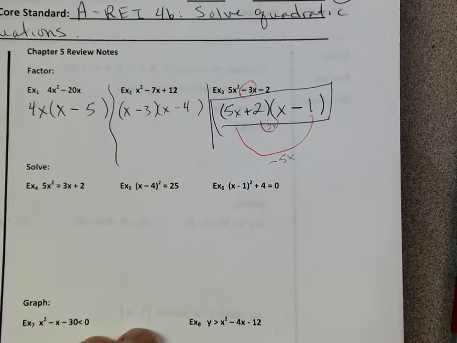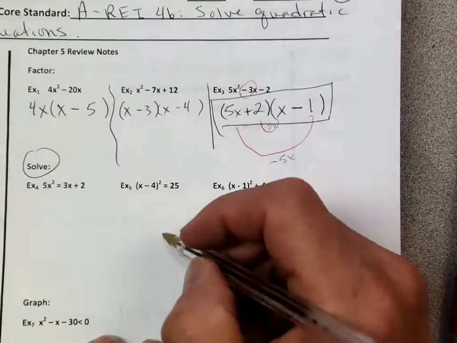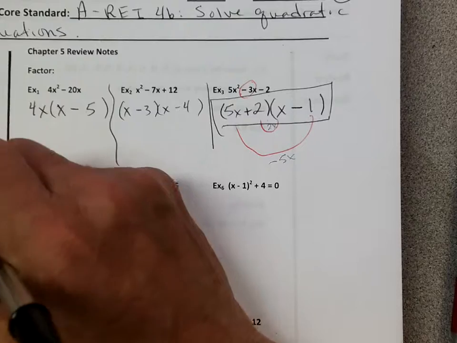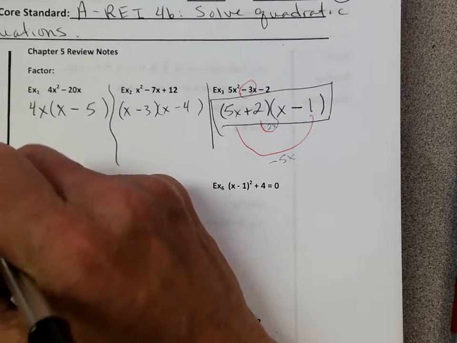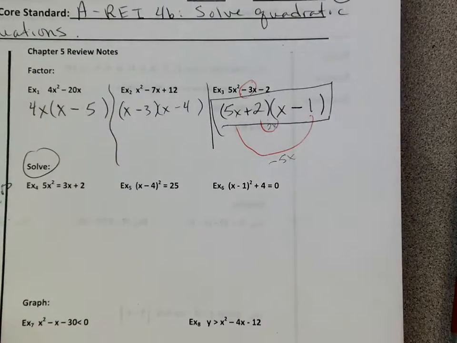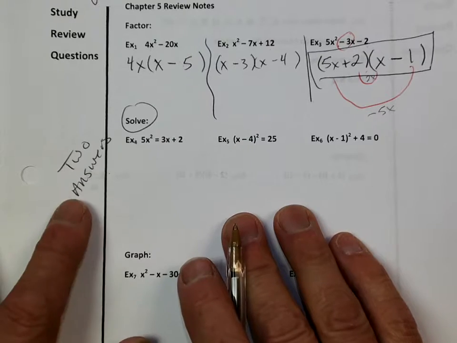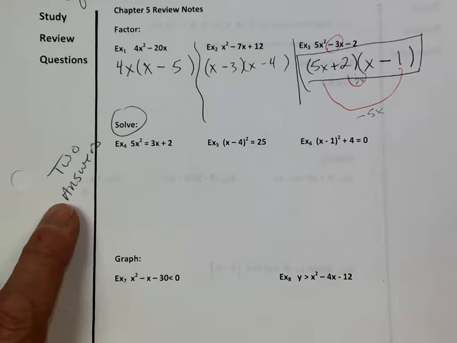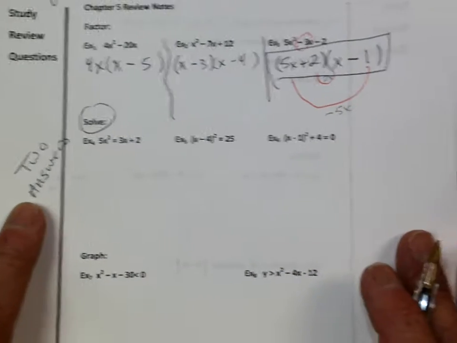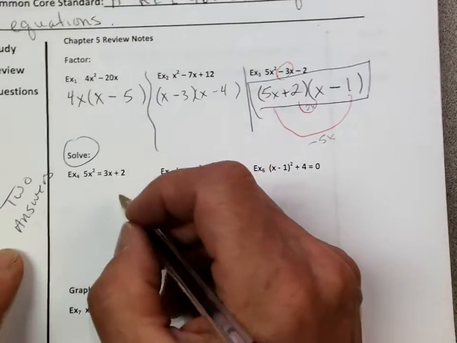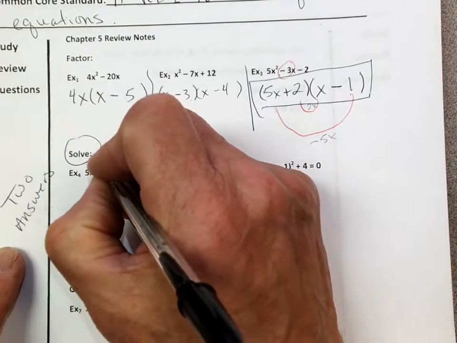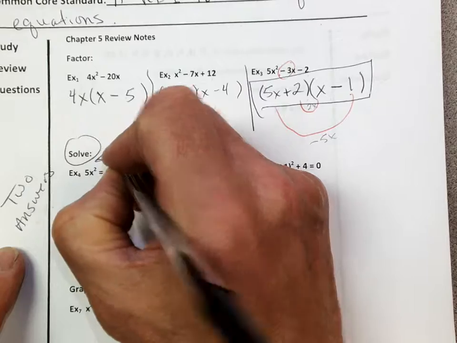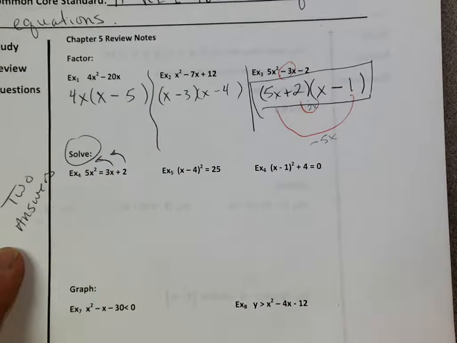Okay, now example 4 means to solve. When you're going to solve, we're going to get x equals. We're going to get 2 answers, okay? We definitely need 2 answers when we solve. We're going to get x equals and x equals, okay? So let's go through this. First of all, to solve, I'm going to bring these two terms over to the other side, because I need to set it equal to 0. It must be set equal to 0.